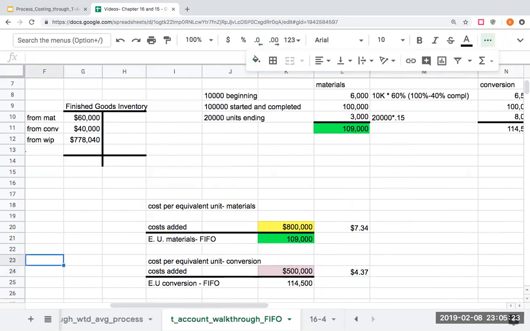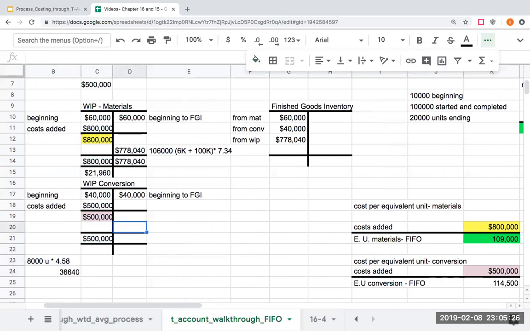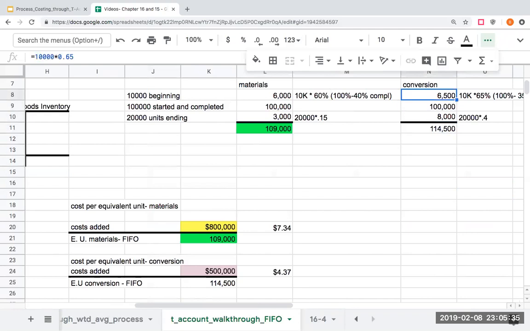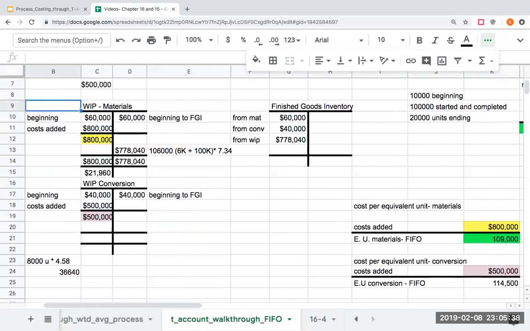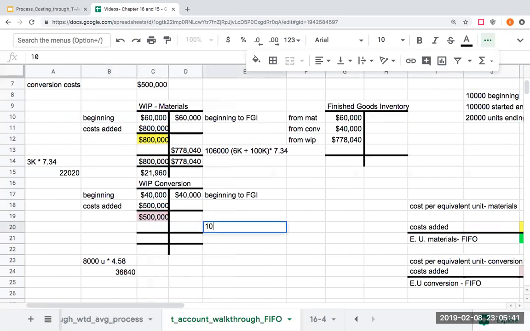So I go over here to my costs. What I had to do here is send out basically this part right here, which is the number of units I sent to finished goods: 6,500 plus 100,000, or 106,500, times 4.37. So I get 465,405.